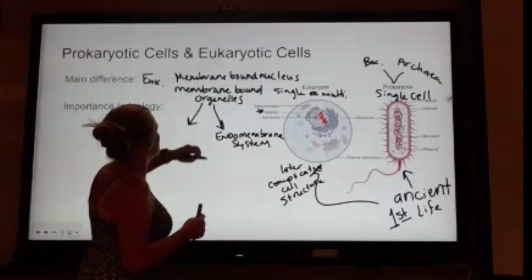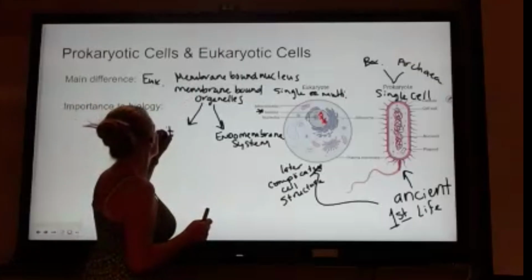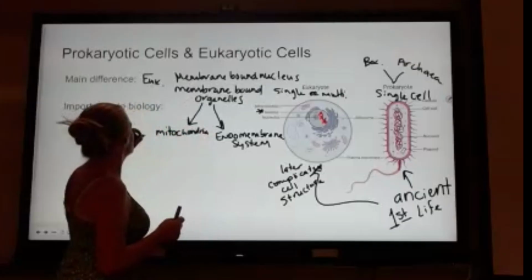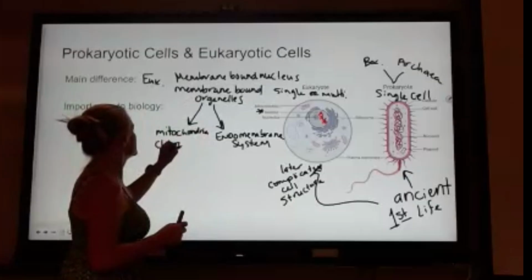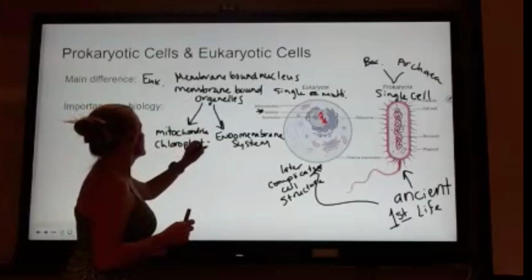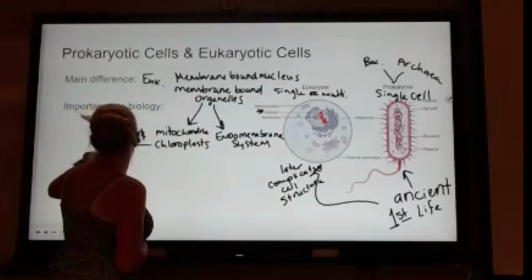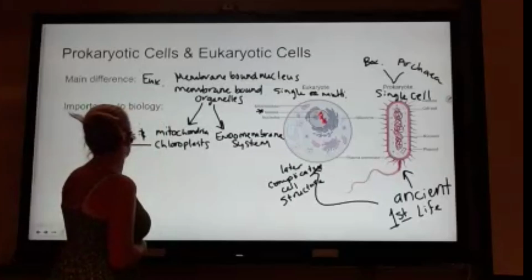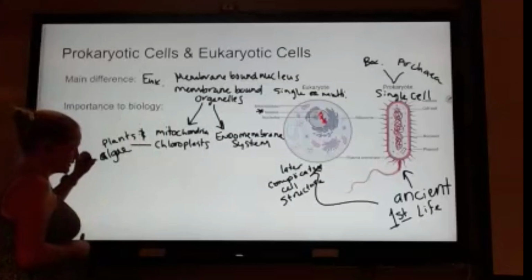The other important membrane-bound organelles that you're definitely going to want to know are the mitochondria, found in all eukaryotic cells, and then chloroplasts are found in plants and some types of algae. Or, well, I should say all types of algae, but some types of protists. So I will just write algae on here. There's other kinds of algae that fit in that group of protists.